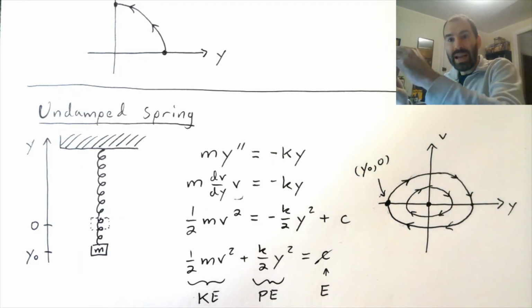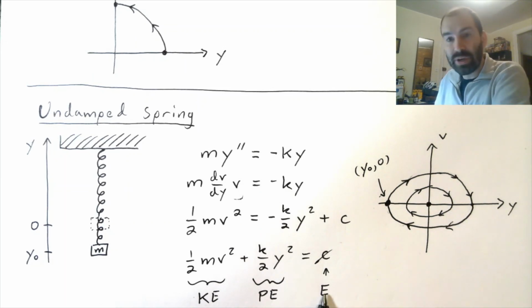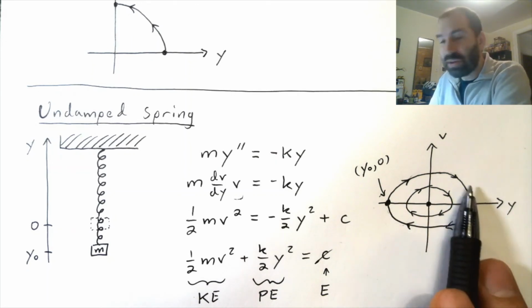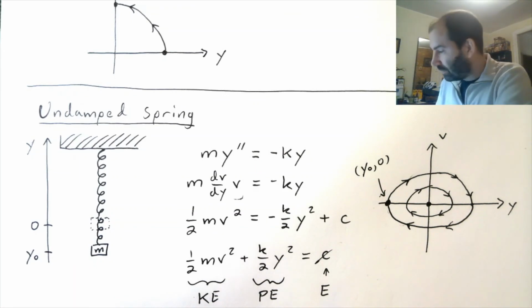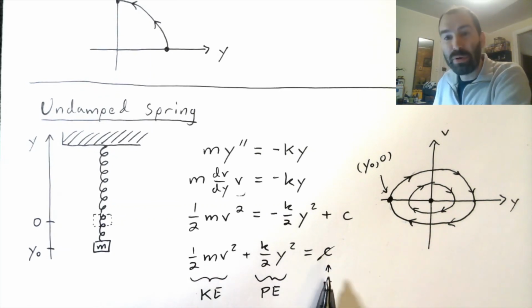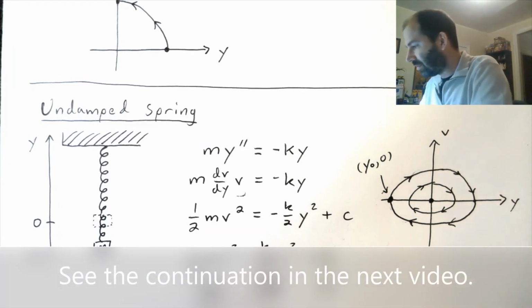So depending on how much energy I store into the system, I get a different size ellipse. You can see the energy in the system is directly related to the size of the ellipse that we're going around. It would be fun to think about on your own: if these things happen to make a perfect circle, how does the energy relate to the radius of that circle? That's an interesting thing to ponder.